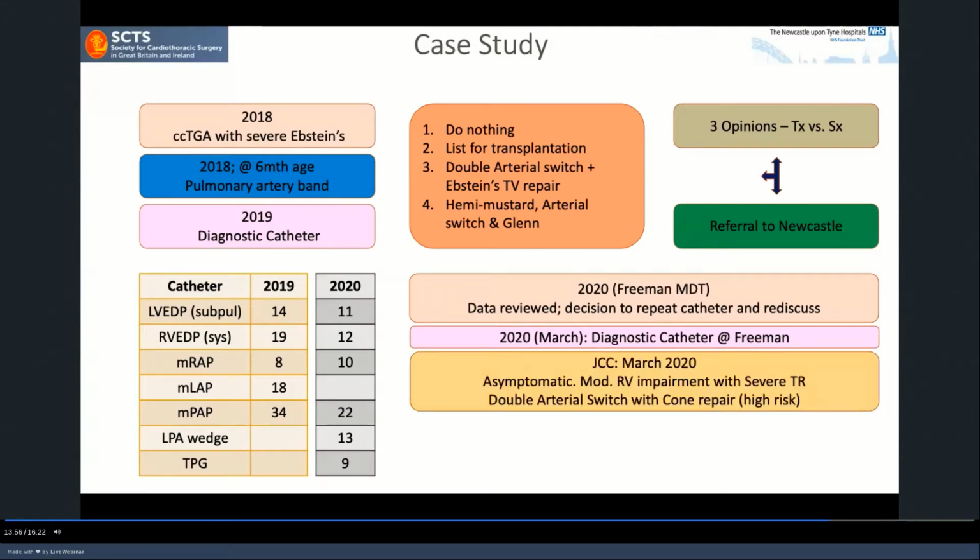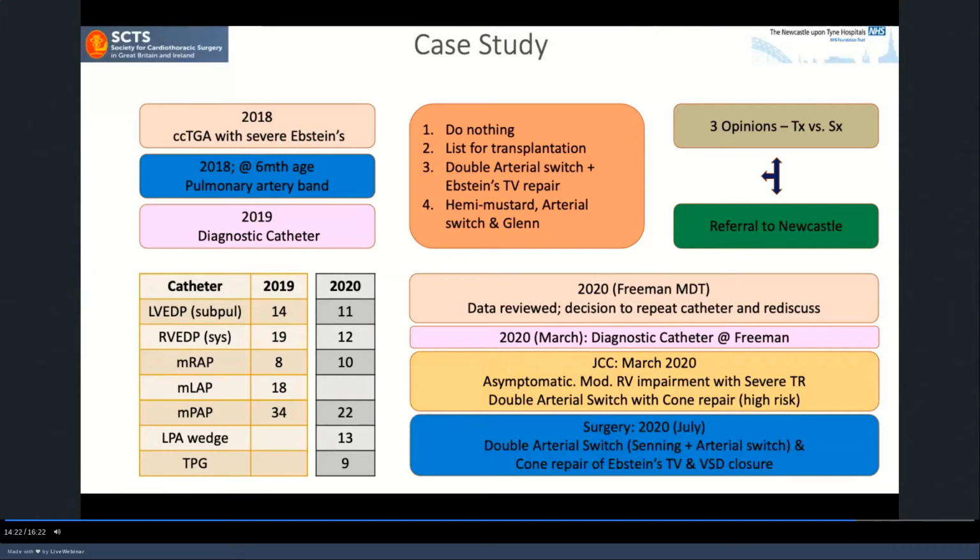On discussion at the JCC towards the end of March, we knew that the child is asymptomatic at home with some degree of RV impairment and severe tricuspid regurgitation. We felt that listing the child for transplantation was a bit too soon, and on a routine list at that age, the likelihood of getting a transplant is going to be very slim. Hence, we took a high-risk strategy to go ahead with a double arterial switch and a cone repair.